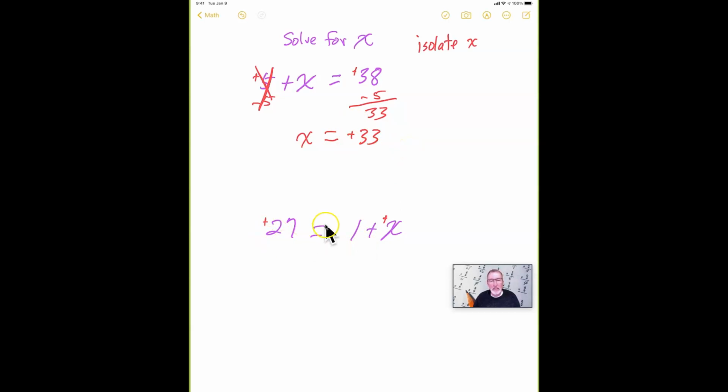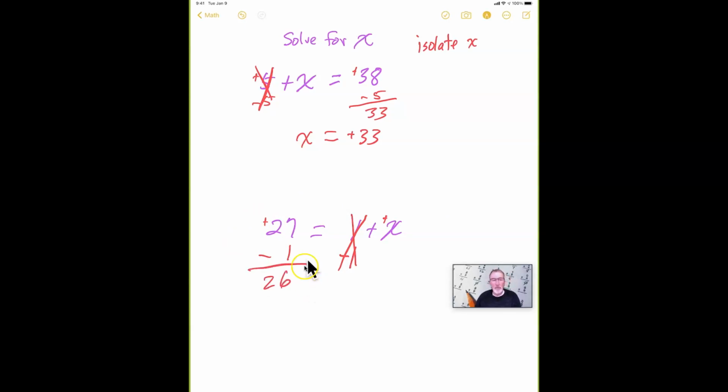Positive 27 is equal to 1 plus x. So what's happening to x? That's where we want to put our focus. 1 is being added to x, so we're going to subtract 1. And we have to subtract 1 from both sides. So we've got the little matter antimatter thing going on here between positive x and negative 1. That just leaves x. And then over here we have 27 minus 1, which is 26.